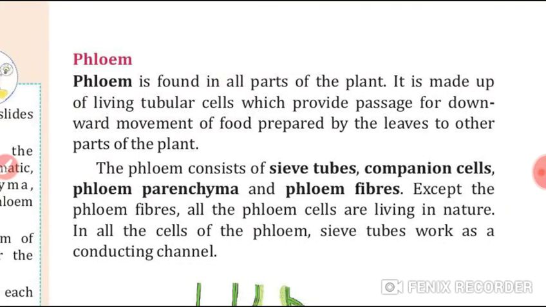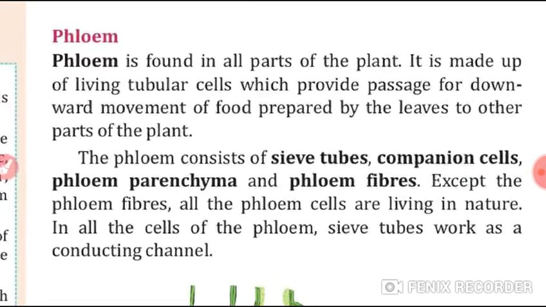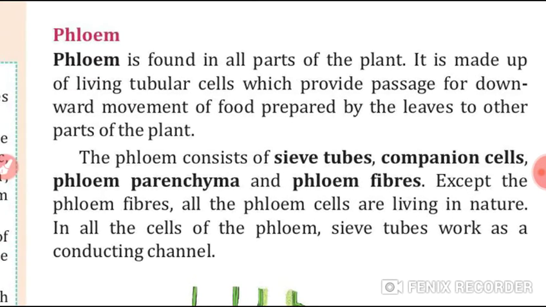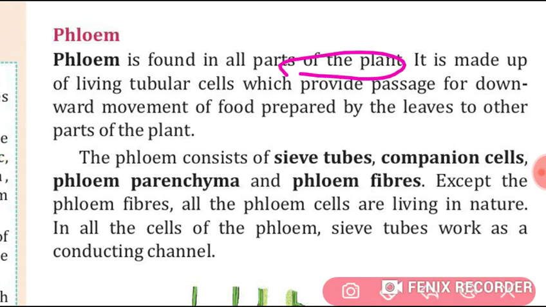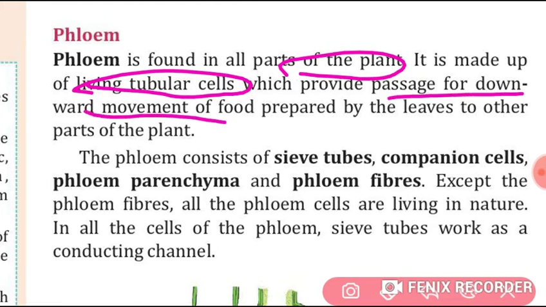So, students, we will start our chapter number 1 with the topic phloem. Students, phloem is found in all parts of the plant. It is made up of what? Living tubular cells. What is the function of these living tubular cells? They provide passage for downward movement of food to other parts of the plant.